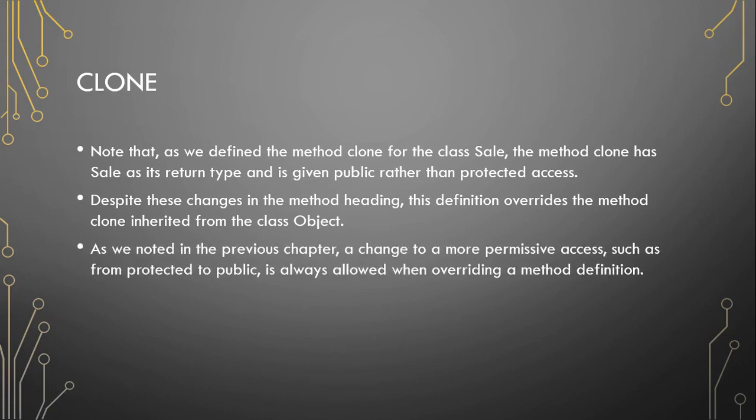As we know from the previous chapter, a change to a more permissive access, such as protected to public, is always allowed when you're overriding a method definition. Remember, we can always make it more permissive, but we can't make it less. So I can't go from protected to private. I can't do that, but I can go the other way.